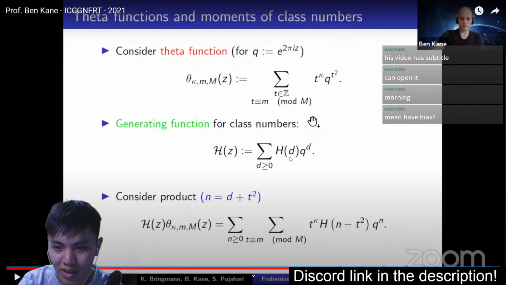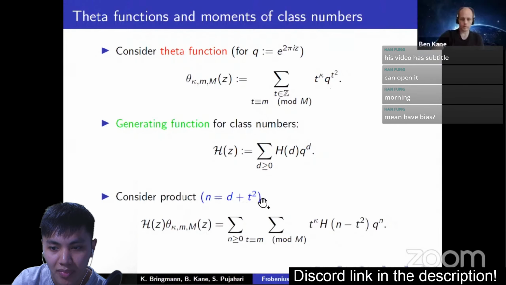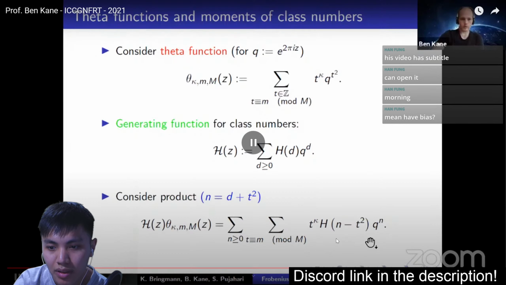Together, and I write n equals d squared plus t squared, then rearrange.